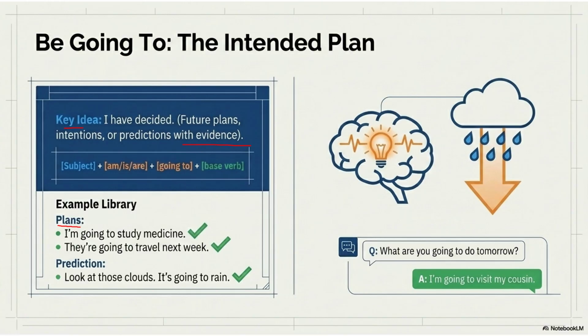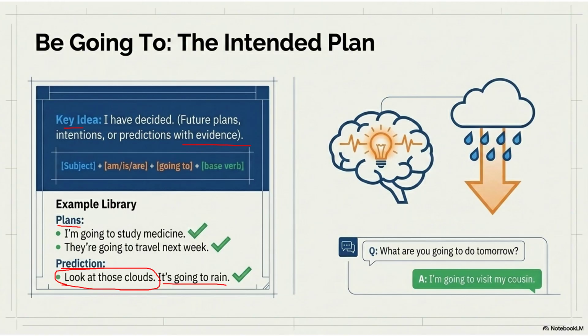We can also use going to for prediction. Look at those clouds. It's going to rain. So we can use going to make a prediction when we have evidence. Right? When we look at the clouds, a las nubes, ¿verdad? We can infer, deduce if it is going to rain or not by the look of the clouds.